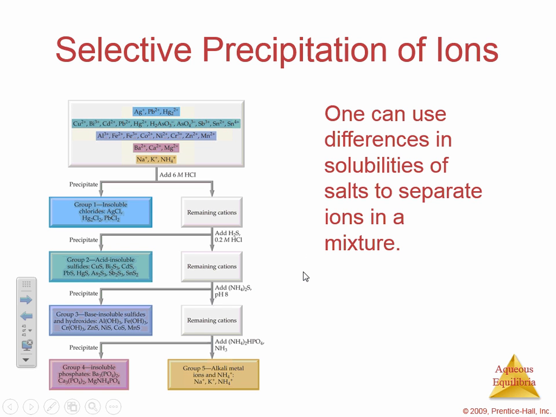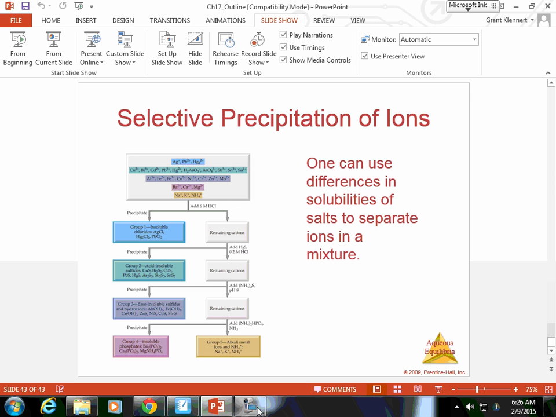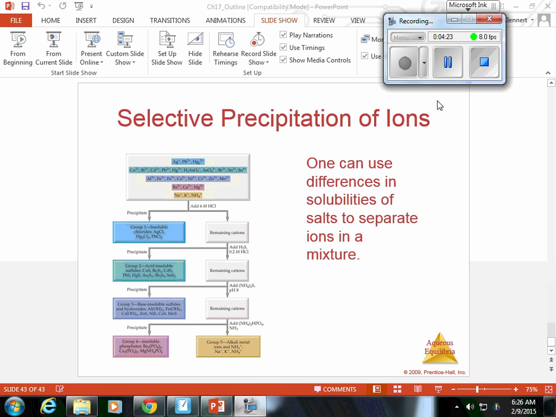How they're classified. So the big thing with section 17.3 is the Ksp value. But other than that, that should conclude 17.3.